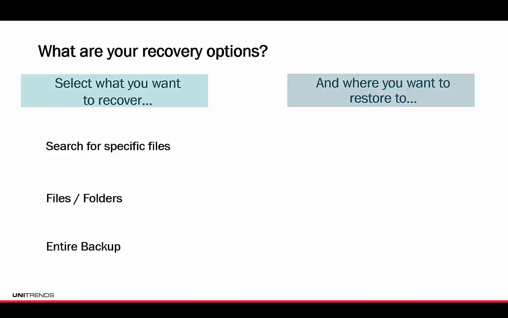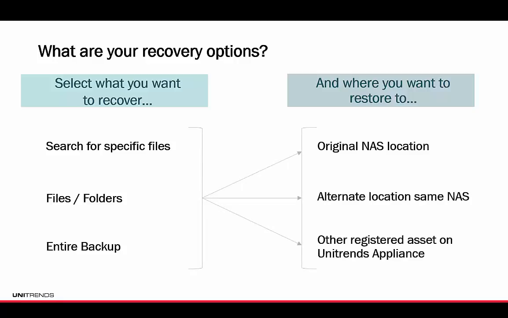Then you ask yourself, where do you want to restore it to? Depending on what type of selection you make on the left-hand side determines where you can go on the right-hand side here. So you can either go back to the original NAS location, or you can go to an alternate location on the same NAS. And you can also use other registered assets on the Unitrends appliance as well. So I can recover something from a NAS backup off to a Windows agent or a Linux agent too. A lot of different options for where you want to recover or restore it to.